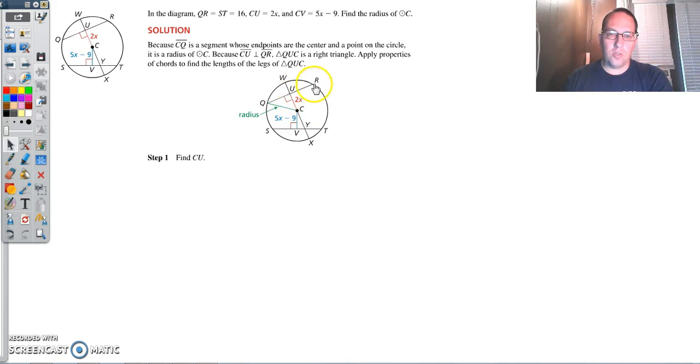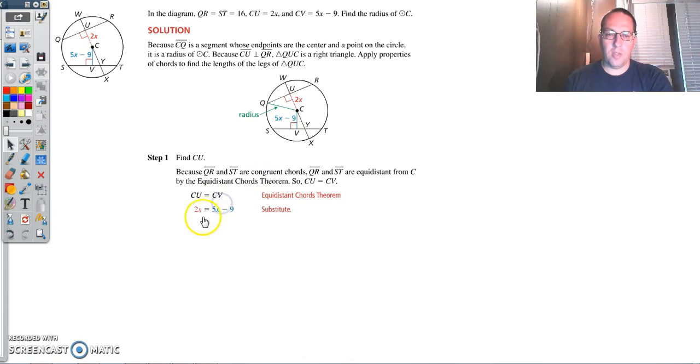Well, since the chords are the same length, that means they're equidistant. So CU and CV are going to be the same length, so we can set those equal to each other. So 2x equals 5x minus 9. Move the 5x over here, divide by negative 3, and x equals 3. So we take this 3, plug it back in there, and we get CU is 6. So we now know this is 6 units.